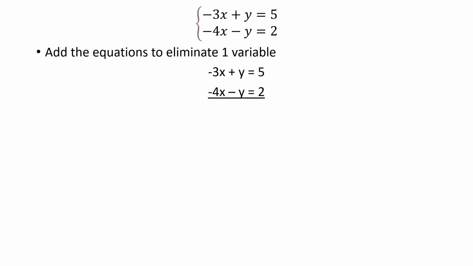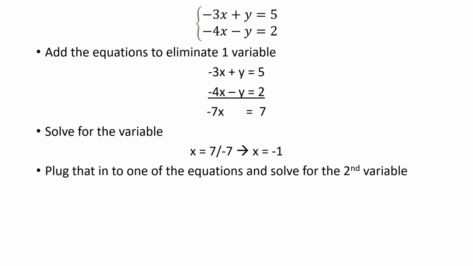When I add these straight down, negative 3x minus 4x gives me negative 7x. Y minus y just goes away. Then 5 plus 2 is 7. Now I need to eliminate that negative 7. I'm going to move it over the equal sign. When I move it over, I'm going to divide, because I'm multiplying it on the left. 7 divided by negative 7 gives me x equals negative 1. Remember, when I'm dividing by that 7, I don't change the sign, just the operation. So I've added the equations together and solved for the first variable.